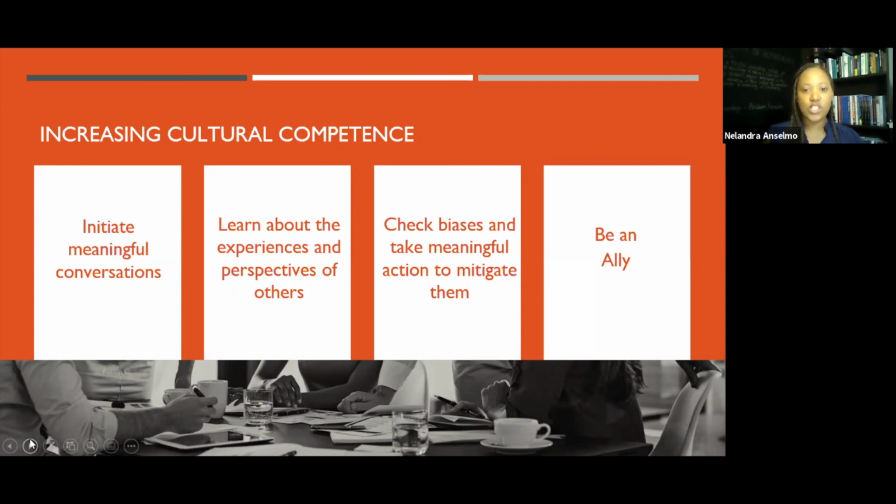Ask questions, move outside your comfort zone to do that. The next thing is check your biases and then take meaningful action to mitigate those biases. Now remember, checking biases is something that is going to be a personal exploration. Don't hold a group session and have everybody reveal what their biases are. This is a recipe for disaster. What you want to do is encourage people to begin a personal exploration with that.